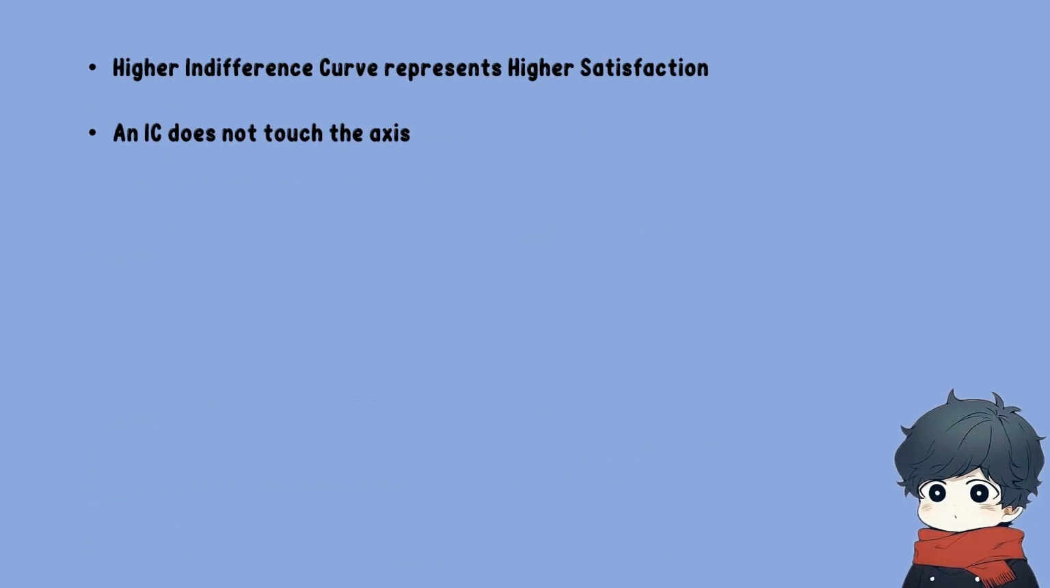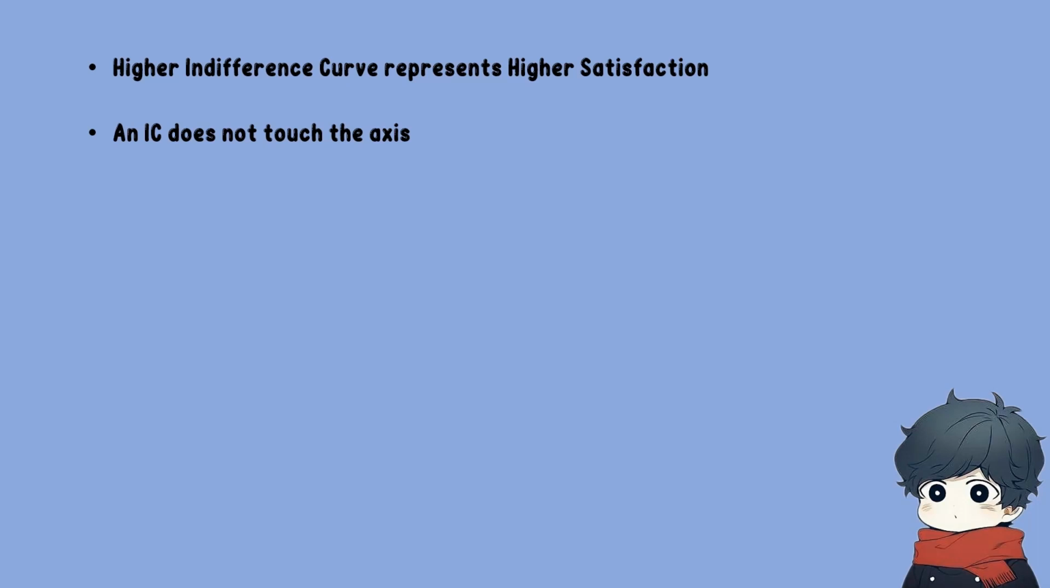Well, thank you. So the next property of indifference curves is that a higher indifference curve represents higher satisfaction. This is because the combinations lying on a higher indifference curve contain more of either one or both goods, and more goods are preferred to less of them, like what I have already explained earlier in this video in the indifference map topic. An IC does not touch the axis.